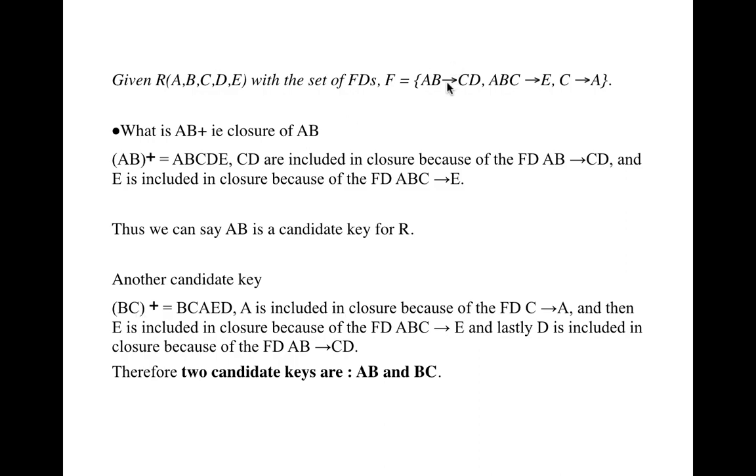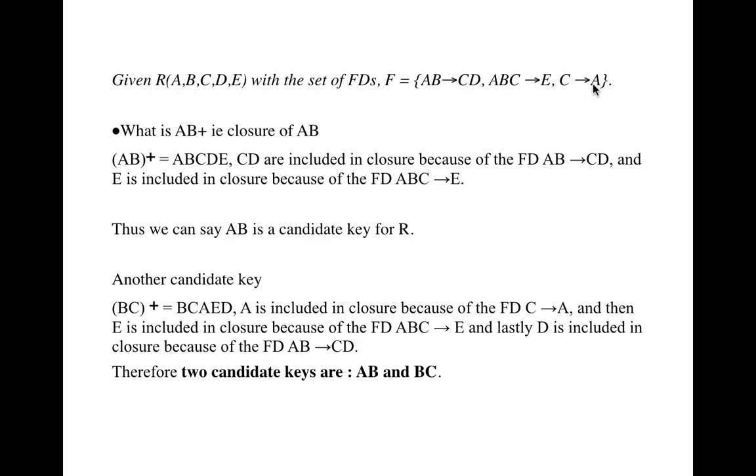Okay, let's take each of the functional dependencies one by one. So BC closure now just contains B and C. AB gives CD cannot be considered since we don't have A right now with us. We go to the next one. ABC gives E cannot be considered because we just have BC with us. A is not there.